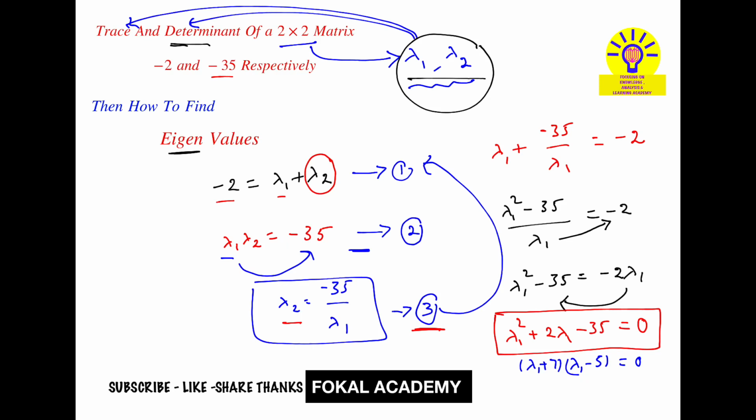From this we get lambda 1 equal to, one value is -7, another is 5. Now substitute lambda 1 equal to -7 or 5 in the third equation. If we substitute lambda 1 equal to -7 here, it gives 5. If you take 5 here, by cancelling we get -7. So -7 and 5 are the two required eigenvalues for the given matrix.